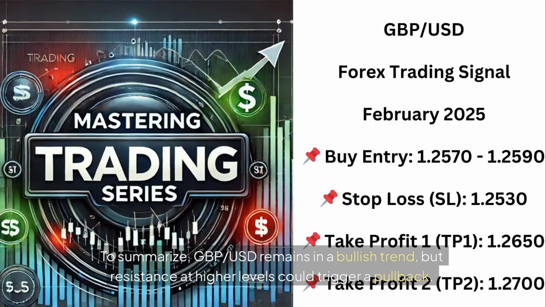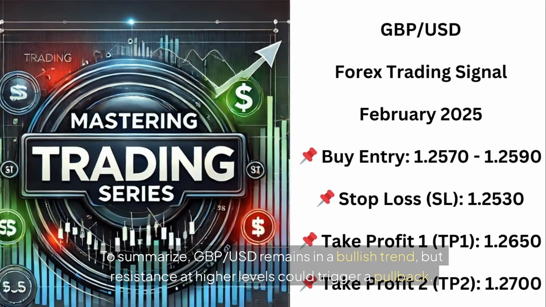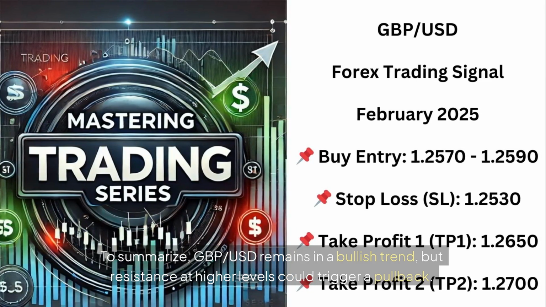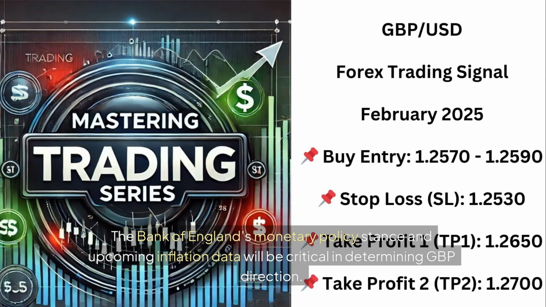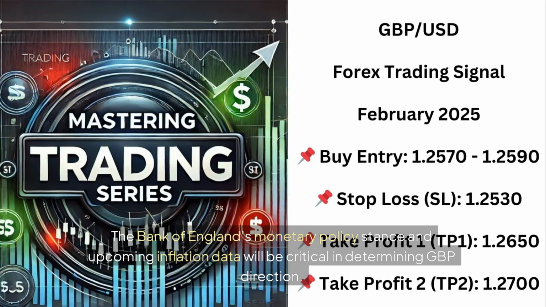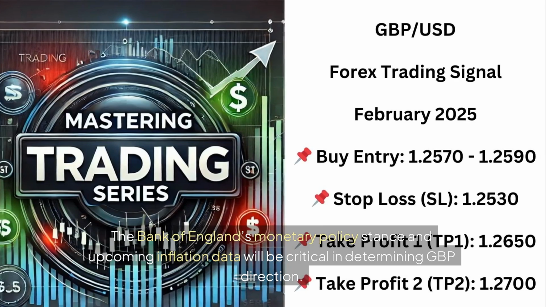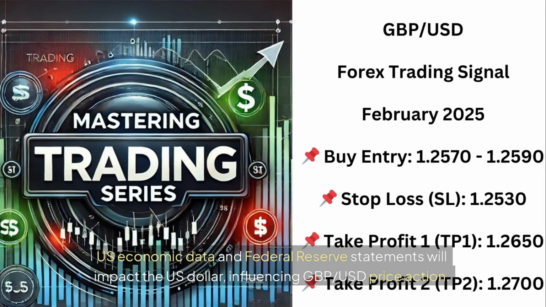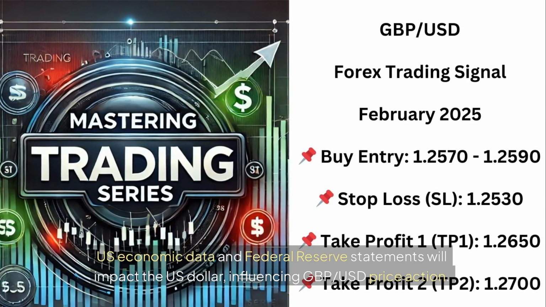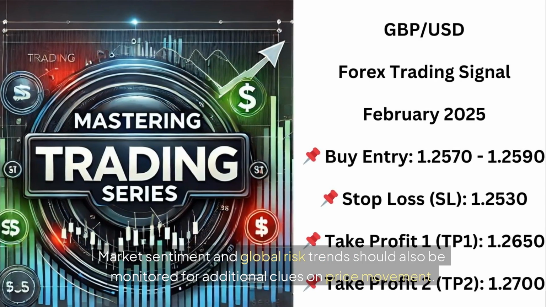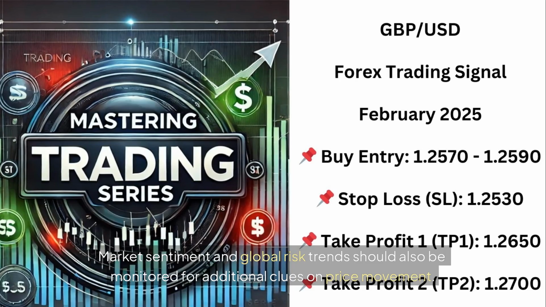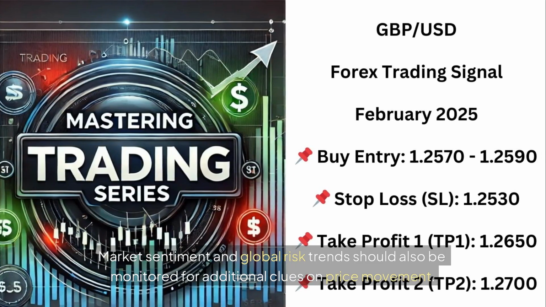To summarize, GBP USD remains in a bullish trend, but resistance at higher levels could trigger a pullback. The Bank of England's monetary policy stance and upcoming inflation data will be critical in determining GBP direction. US economic data and Federal Reserve statements will impact the US dollar, influencing GBP USD price action. Market sentiment and global risk trends should also be monitored for additional clues on price movement.